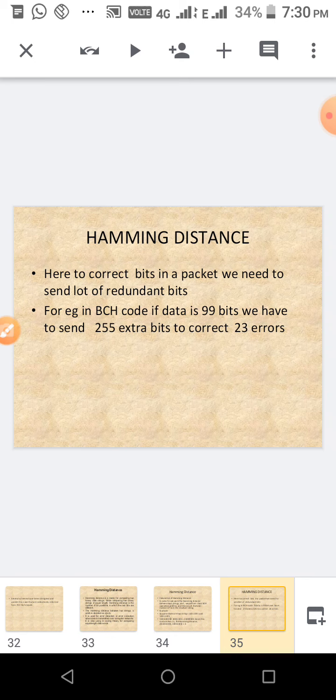Now, to correct the bits in the packet, in the Hamming distance concept, we have to send many redundant bits. Redundant bits means additional bits for error correction. We send additional bits for many purposes. That is a problem in Hamming distance. See the example in the second row: if the data is 99 bits, we have to send 255 extra bits to correct 223 errors. See how many extra bits we are sending with the data. That is the problem here.